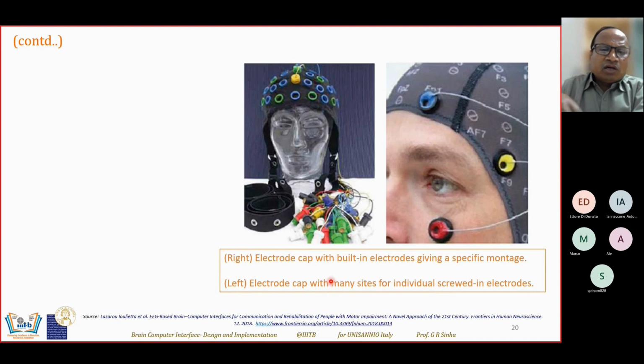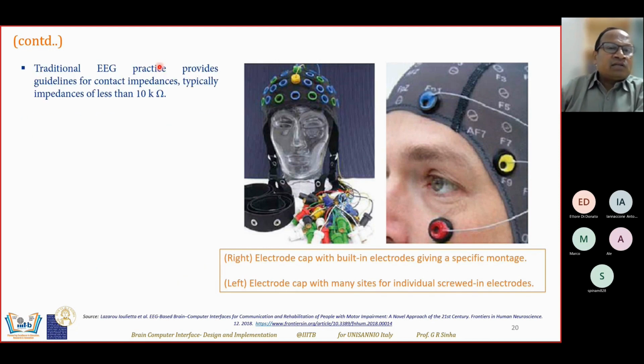So this is how, on the right hand side, you can understand the cap with built-in electrodes. Look at these electrodes. If you remember, in the last lecture we were trying to understand what is F7, what is F3, what is F5. We have understood and given a specific montage. The structure, the arrangement of electrodes, is called a montage. We will discuss it in the next slide. On the left side, the cap has many sites for individually screwed-in electrodes, whereas in this case there is a limited number in the cap.